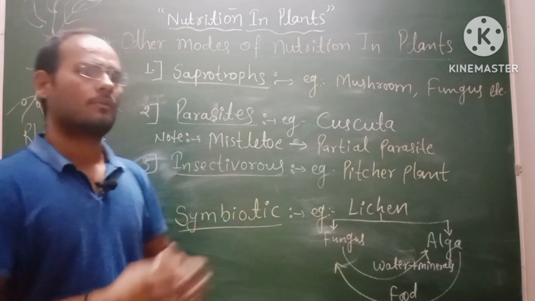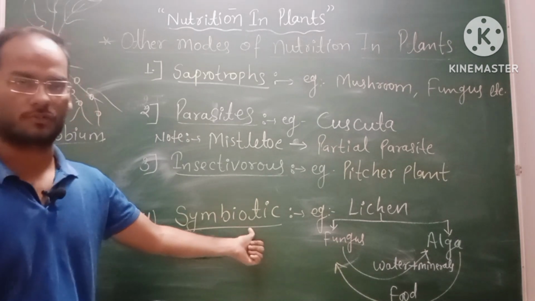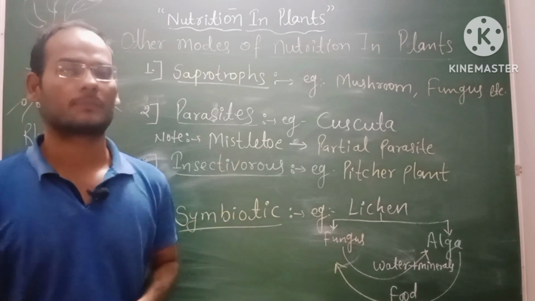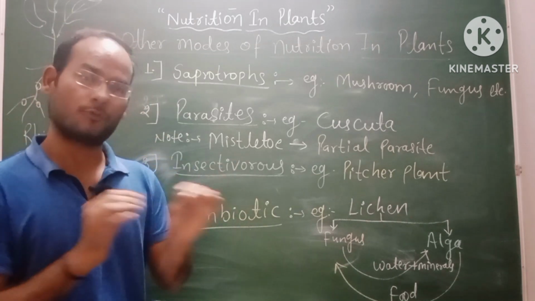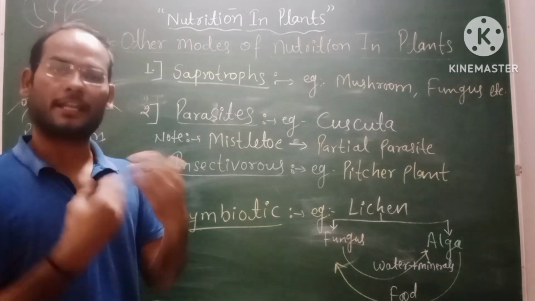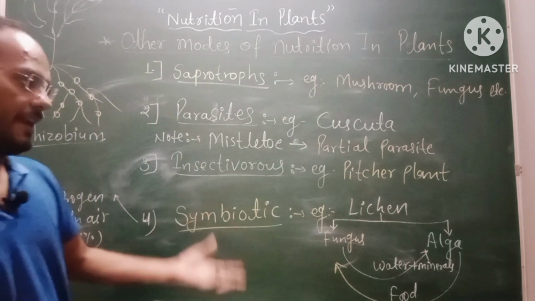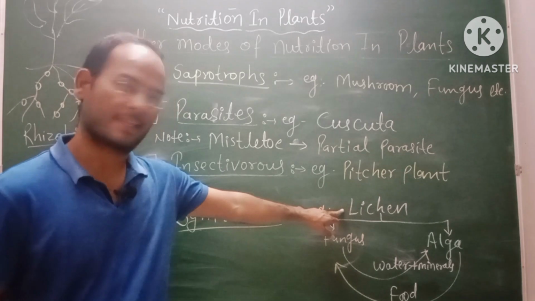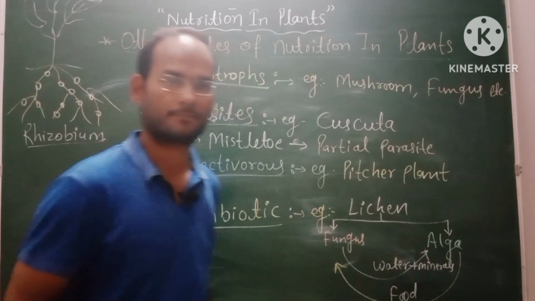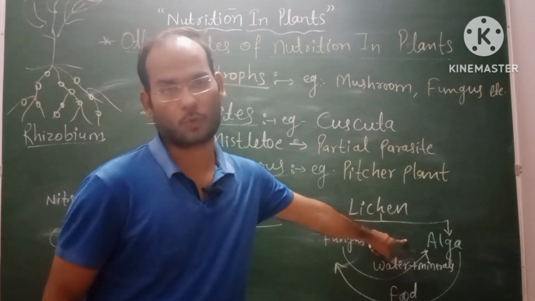Okay, now next we will talk about symbiotic nutrition. What is symbiotic? When two different organisms live together and help each other in obtaining food. How? We can understand by an example. For example, lichen. Lichen is a combined form of fungus and alga. Fungus doesn't have chlorophyll and alga has chlorophyll.